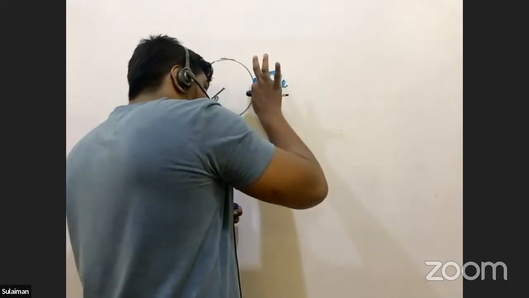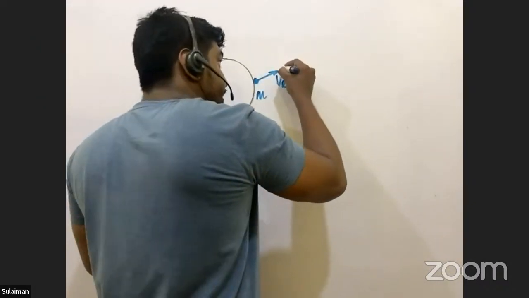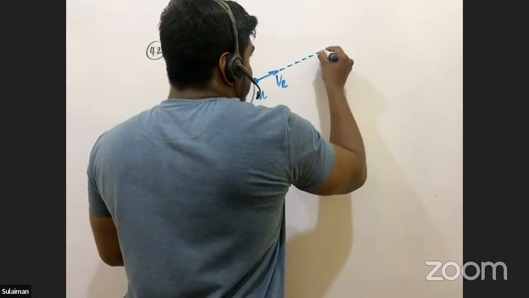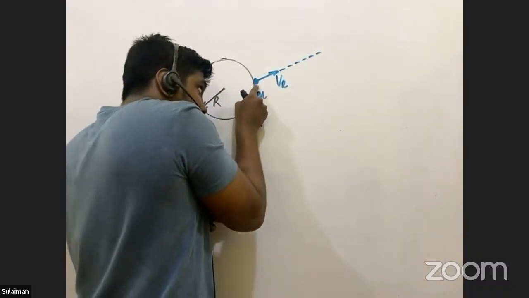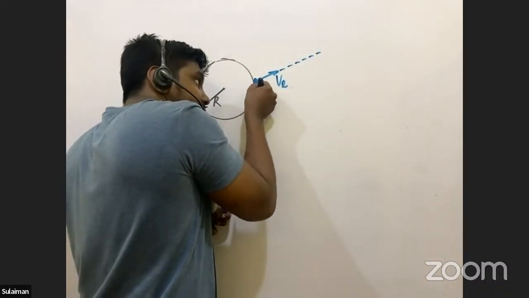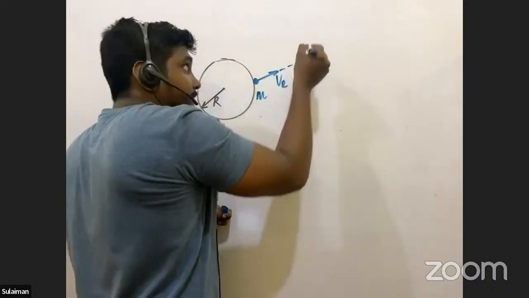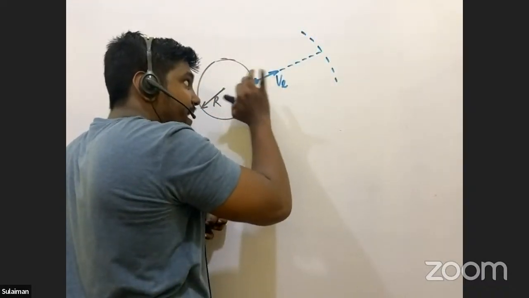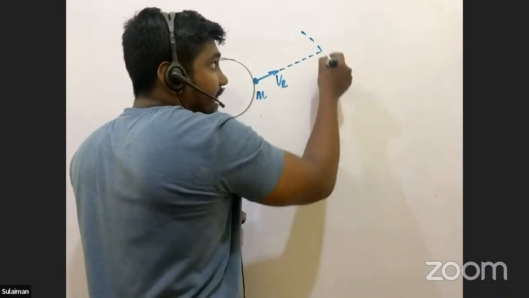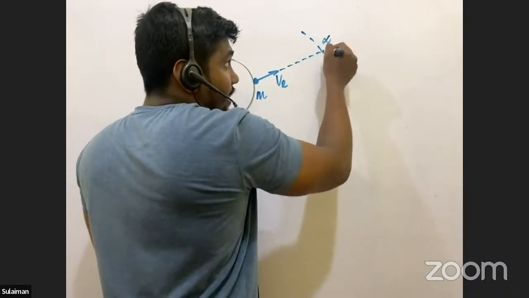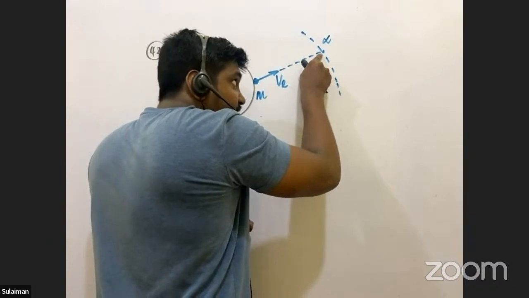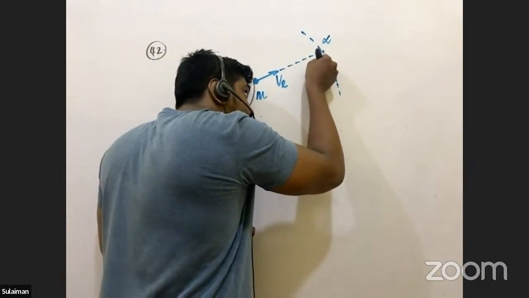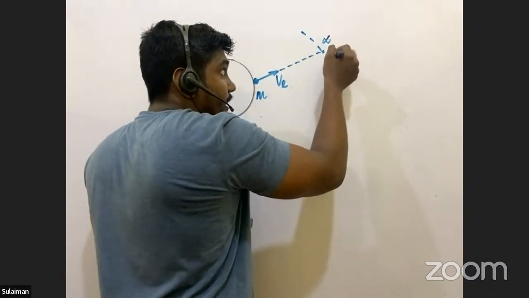That means this object should go to infinity. If this object never returns to the planet, then definitely it should reach infinity. Only then does this object never reach the planet again. And we learned that at infinity, gravitational potential energy is also zero.